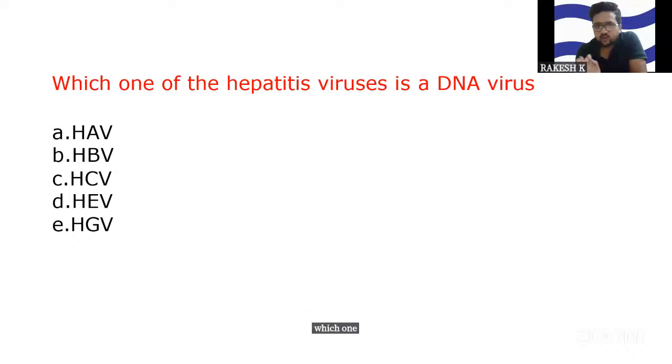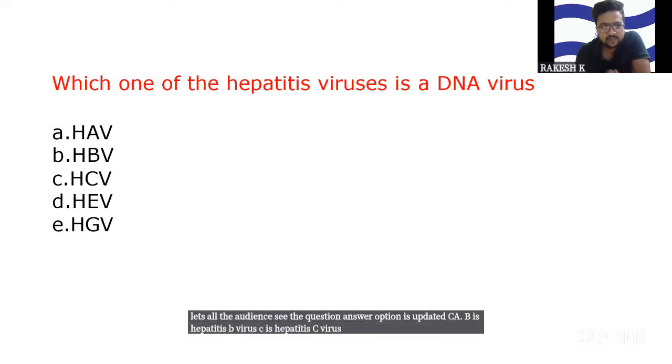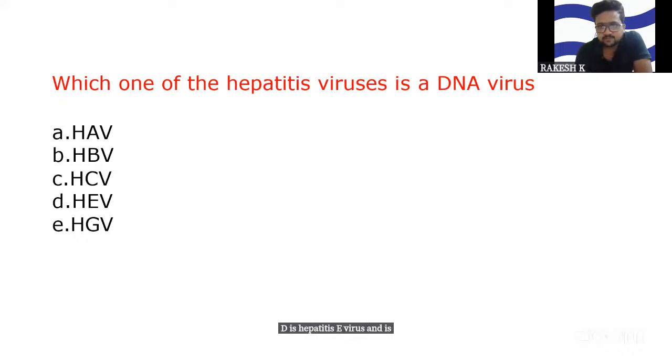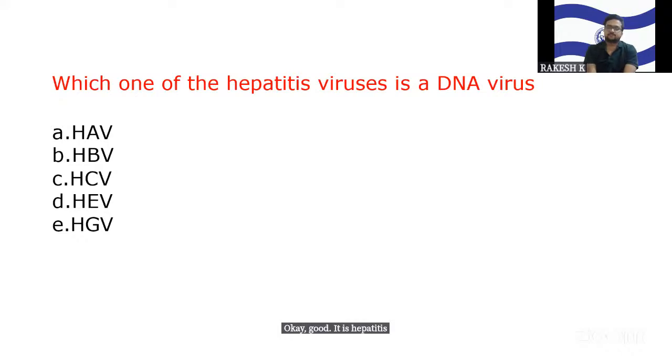Which one of the hepatitis viruses is a DNA virus? Trinath, give us a few seconds, okay? Let all the audience see the question and answer. Option A is hepatitis A, B is hepatitis B virus, C is hepatitis C virus, D is hepatitis E virus, and E is HGV virus. Which one of the following viruses is a DNA virus? It is B virus, sir. Okay, good. It is hepatitis B virus.